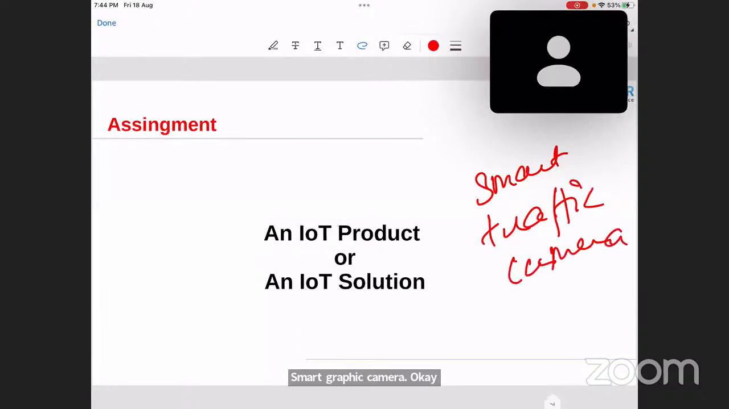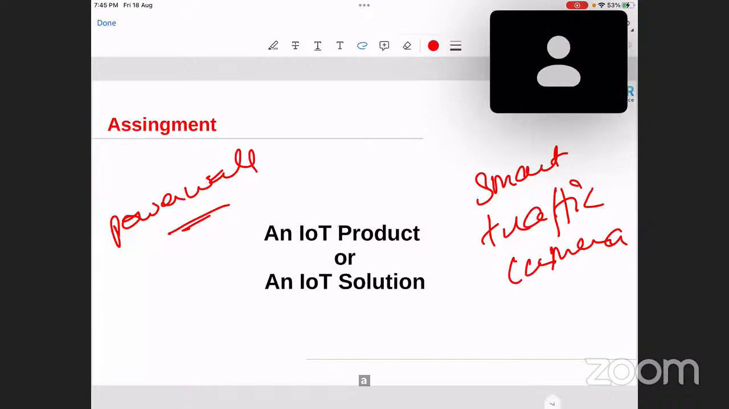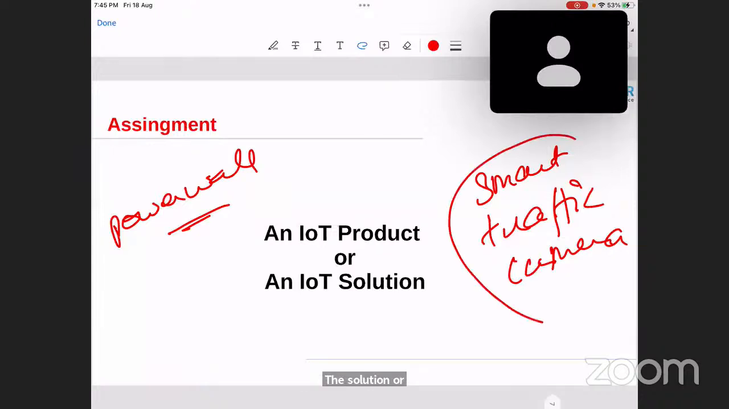Then you can look into the power wall thing, something on that line, or a similar product, or some solution. The solution can be like what we were doing in the hatchery thing. It's a solution, it's not a product. So there's temperature monitoring happening at different angles, and you have a dashboard and an app. A solution can be like that. Okay, so depending on your use case scenario, you can put up the solution or the product part.